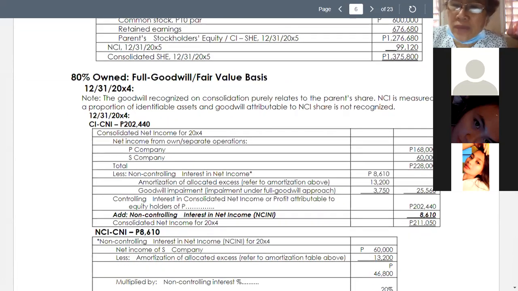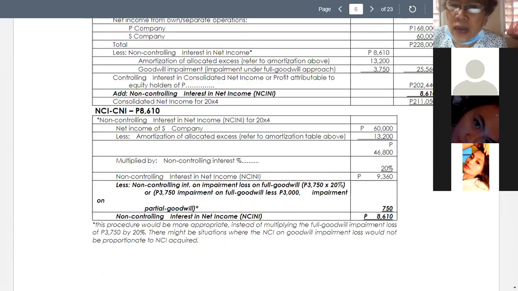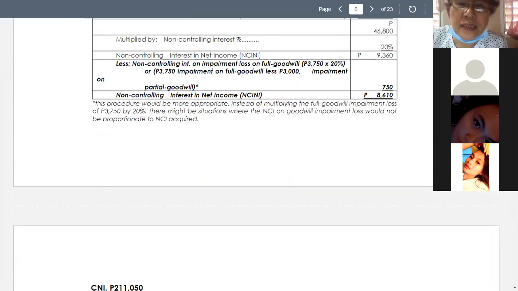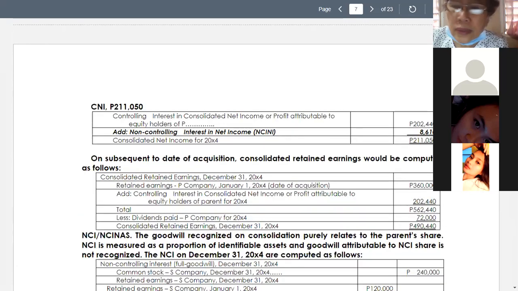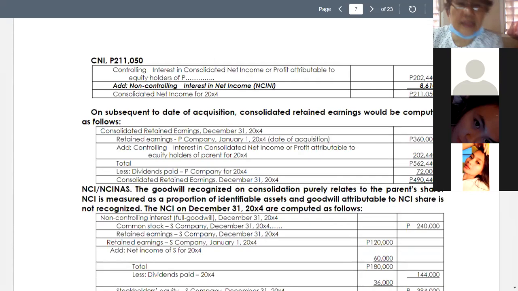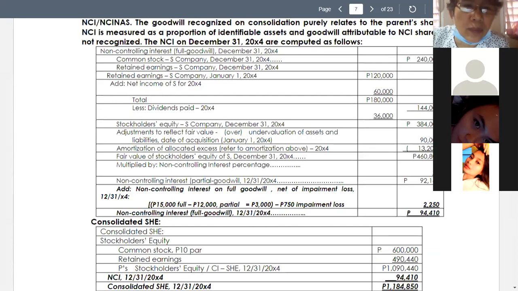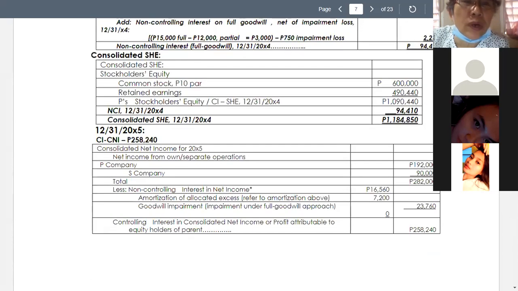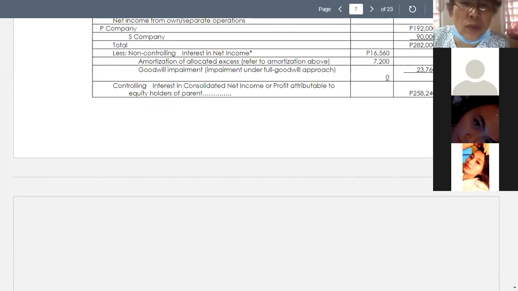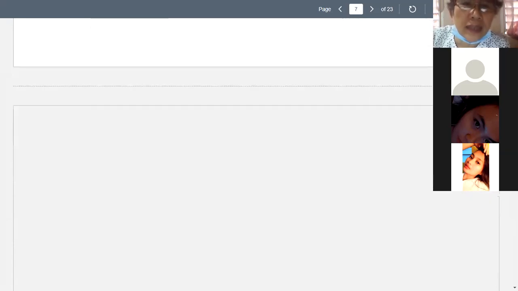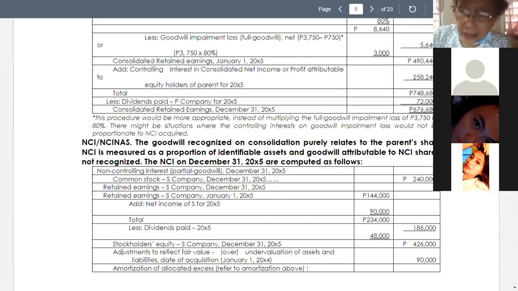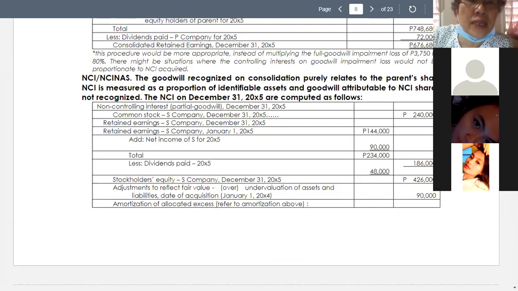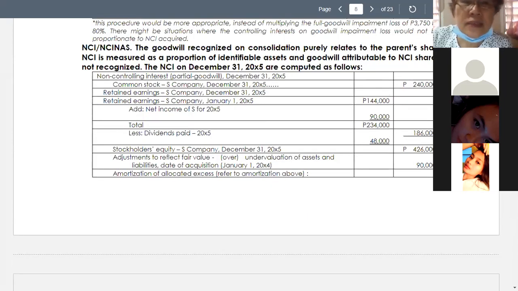So we are now given these figures. You try to review on this. Let's move on to our journal entries. Actually, we have only one journal entry for each year if we combine and call it adjustment and elimination entries. Adjustment and elimination entries. Okay?